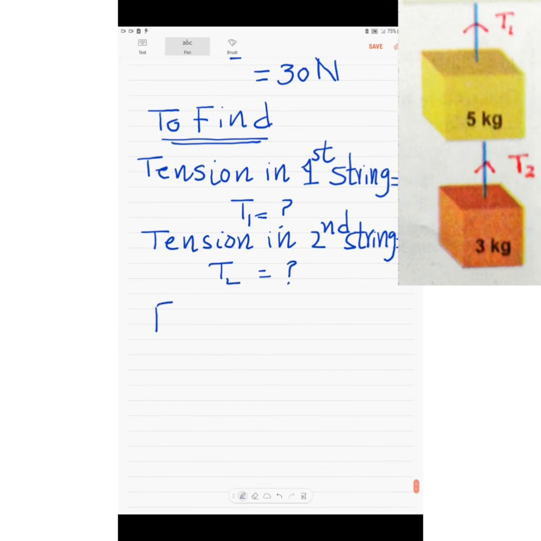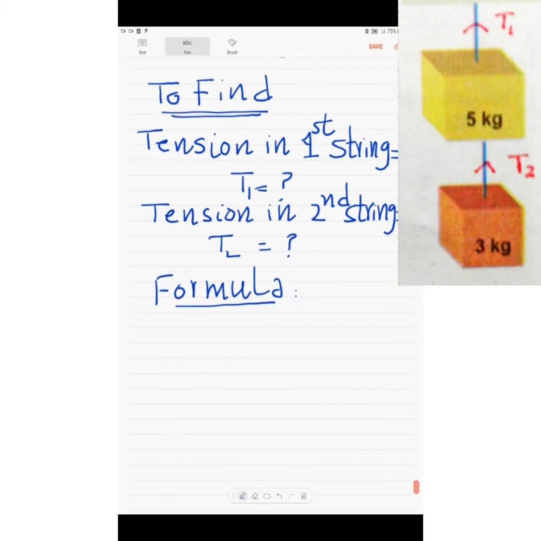Now heading formula. For T1, we are using here the sum of all the forces should be equal to 0. So T1 minus W1 minus W2 equal to 0. For T2 again sum of all the forces is equal to 0. So T2 minus W2 is equal to 0.